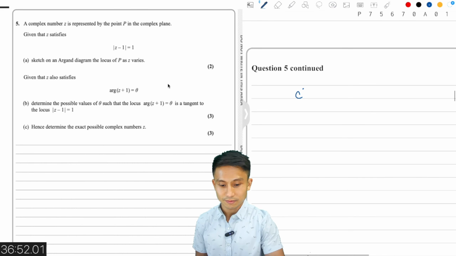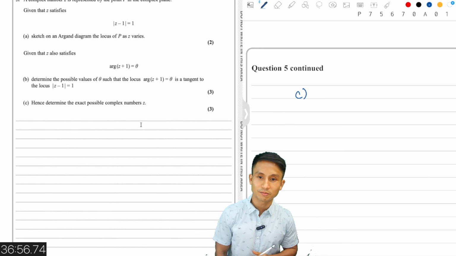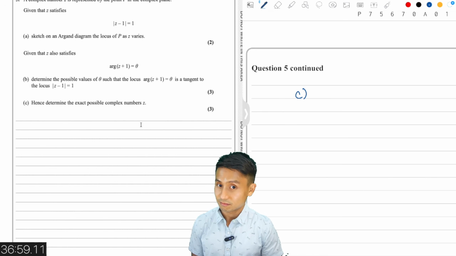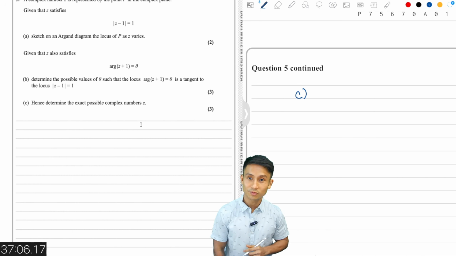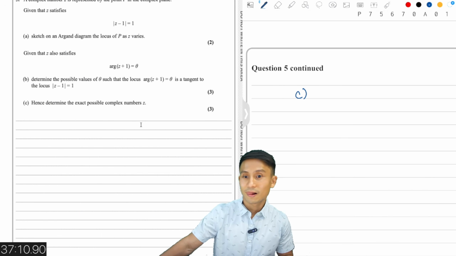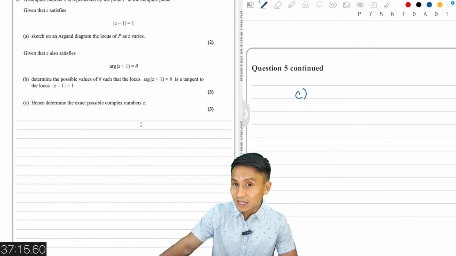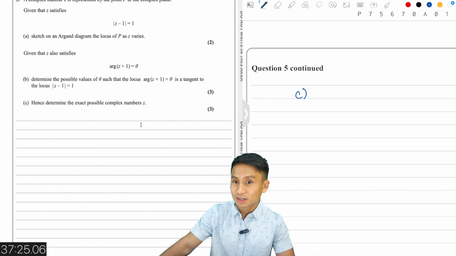Okay, part C. Hence determine the exact possible complex numbers z, given that z also satisfies that. So it's asking for the intersection, if I'm not mistaken. Yeah, it looks like that. I think so.